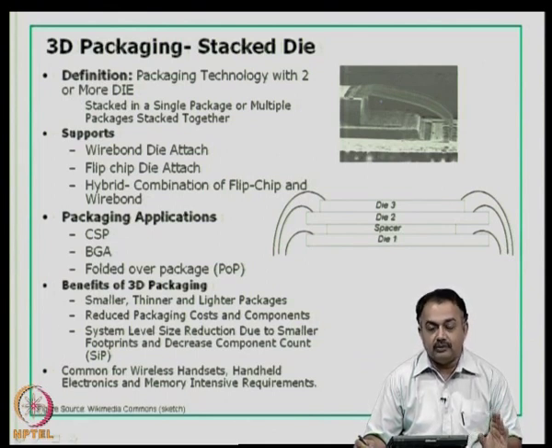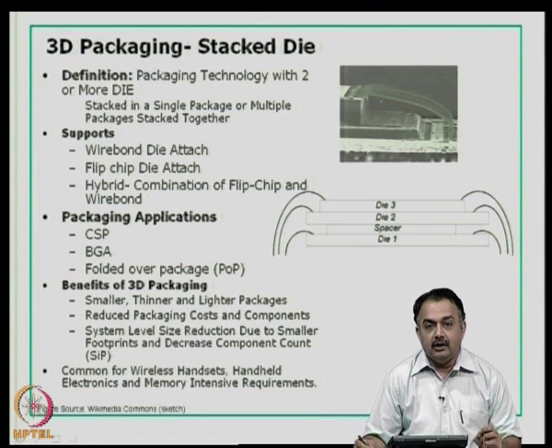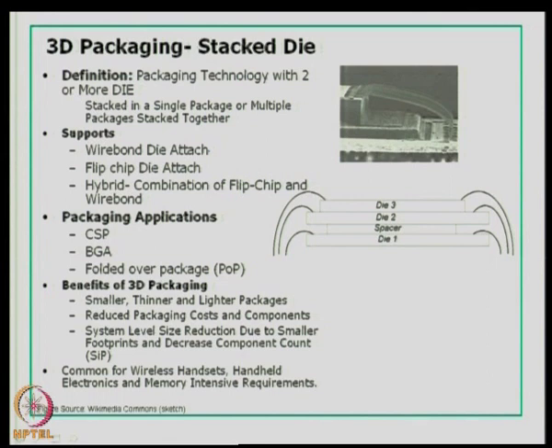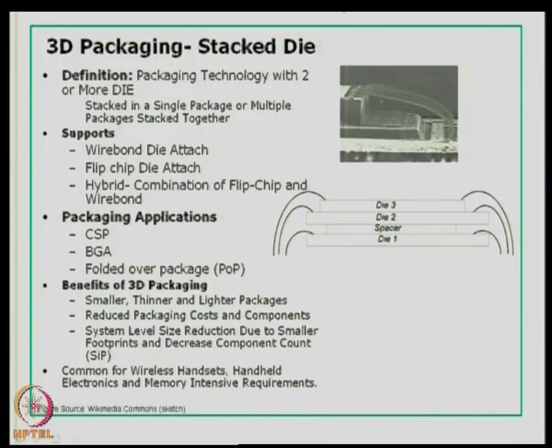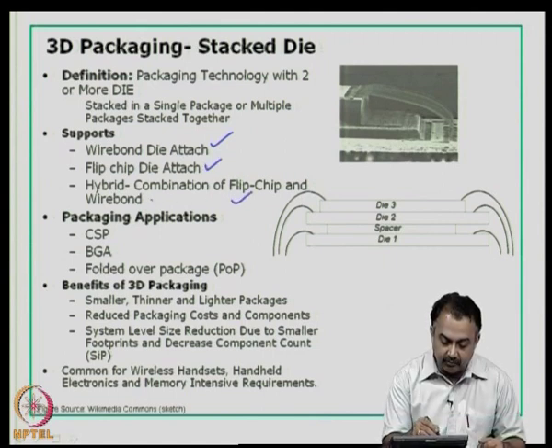The aim is to save space, and the aim is also to bring 2 or more die together and build it as a custom built package for a particular functionality when all the 3 packages or 2 packages are working in unison. So, if you look at this definition, I think you are clear about stacked die configuration. Then what is the support? In terms of first level interconnect, it could be a wire bond attachment, it could be a flip chip attachment or a hybrid combination of both flip chip and wire bond.